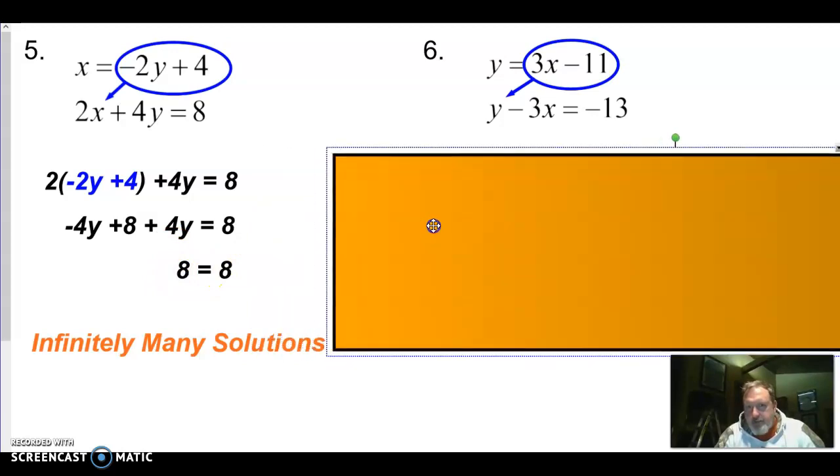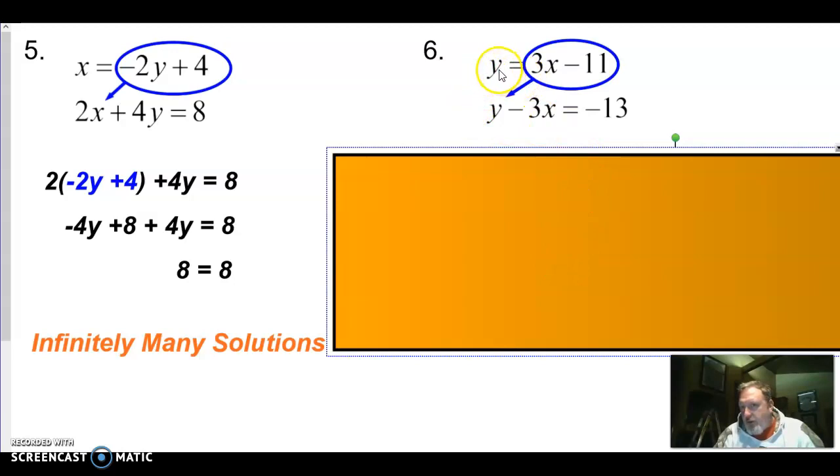And anytime the variables cancel out and you get a numerical statement that's true, we know from earlier in the year that means that you have infinitely many solutions. We also write this as IMS, so if you want to shorthand that and write it as IMS, you certainly can. But I plug this value in for x. When I distributed, the y terms canceled out, and as a result of that, 8 equals 8, infinitely many solutions.